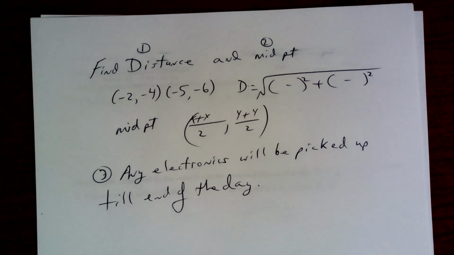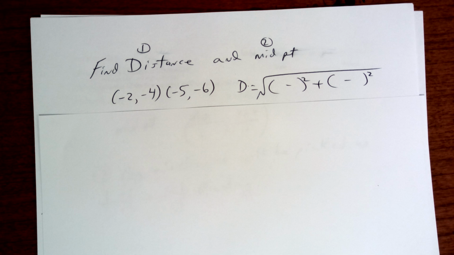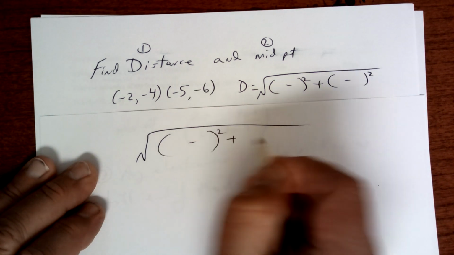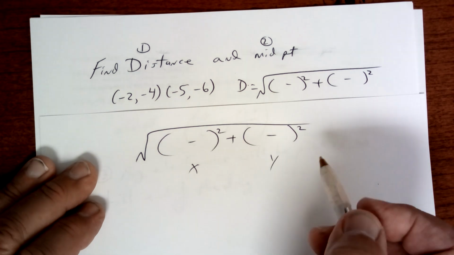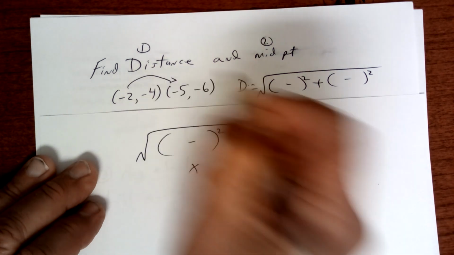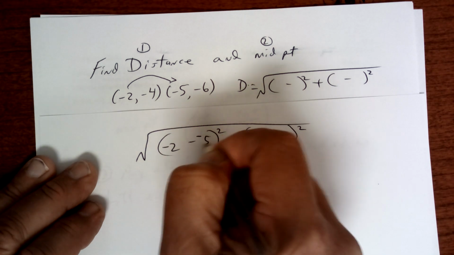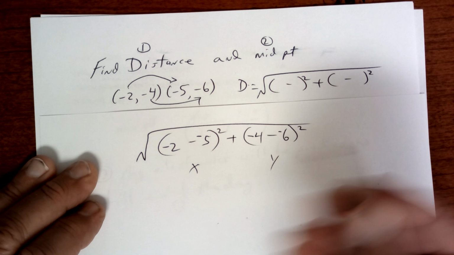We're going to do distance formula and midpoint today. So on this one right here, to do the distance formula, you're going to put your equation, which looks like this. And then you're going to put your x's here and your y's there. I'm going to go this way. The first one is your x. So it's -2 and -5. It's -4 and -6. Once you do that, that becomes a plus.